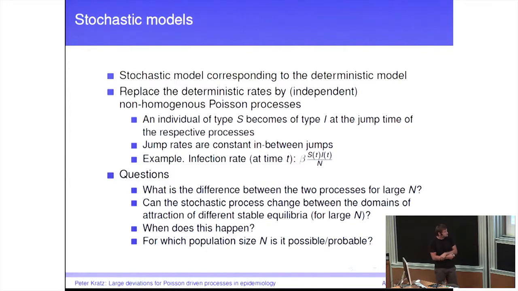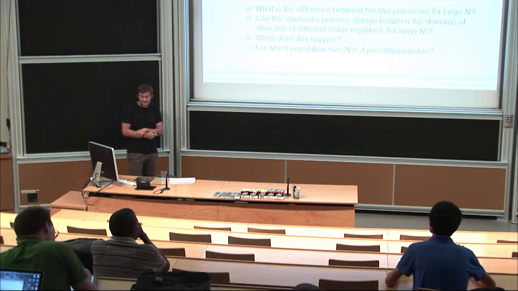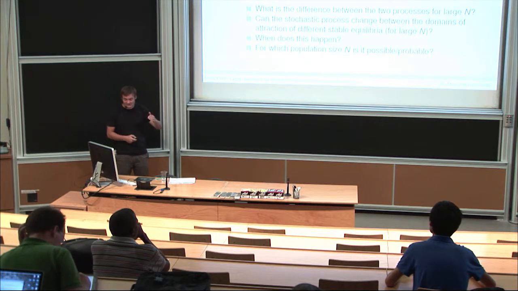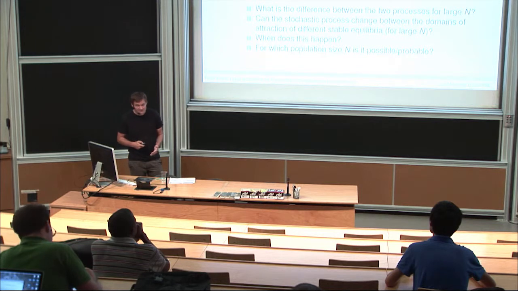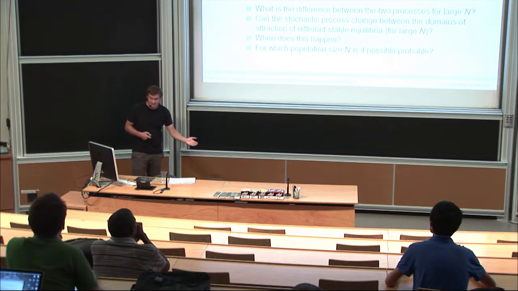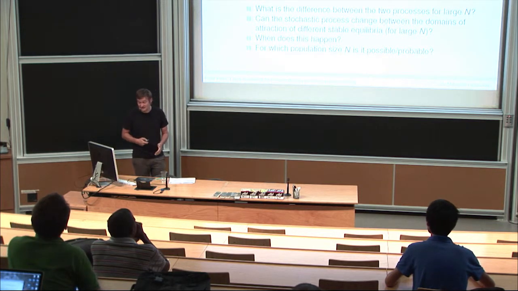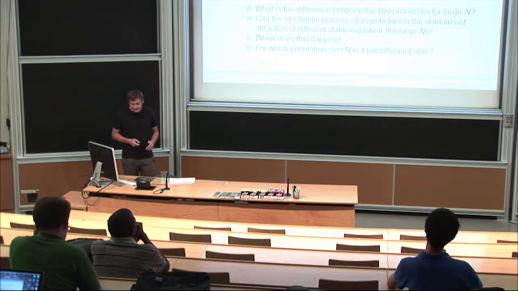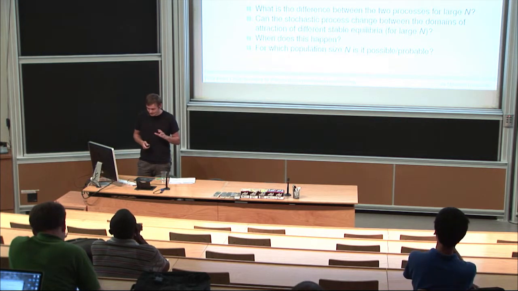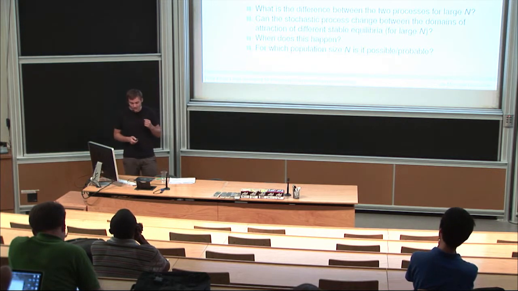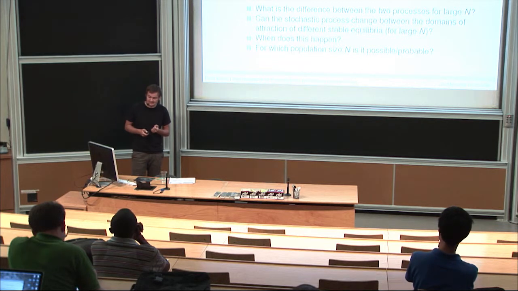I mentioned these questions before. What is the difference between the two processes for large n? Can the stochastic process change between the domains of attraction of two different stable equilibria, which the deterministic process cannot? And if so, when does that happen? And for which population size is that possible or probable?